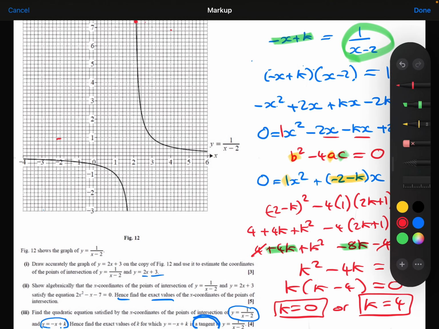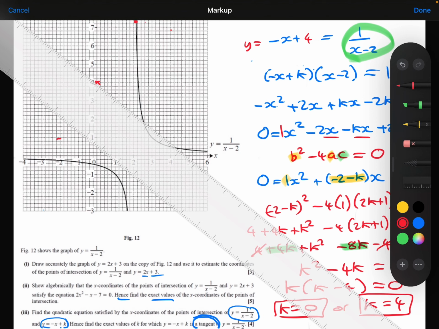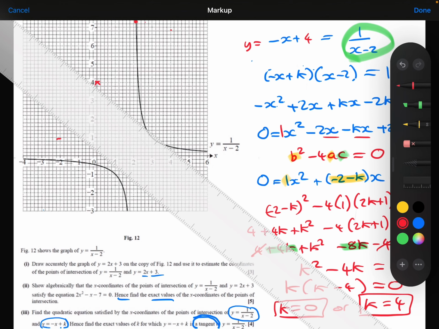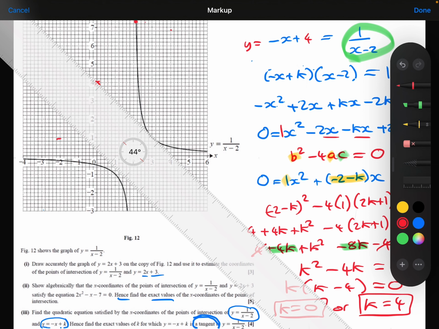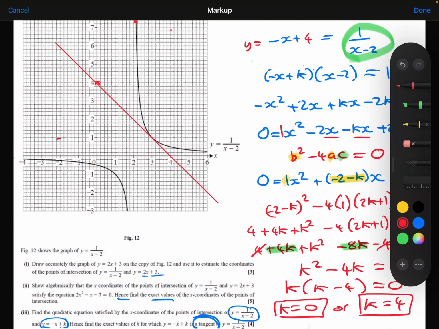So let me just show you what that would look like. So if I were to draw this onto my graph, with k being 4 first of all, so if I was to draw y equals minus x plus 4, it would have a y-intercept of 4 and a gradient of minus 1. So that's along 1, down 1. Which looks like that. And as you can see, that is a tangent.